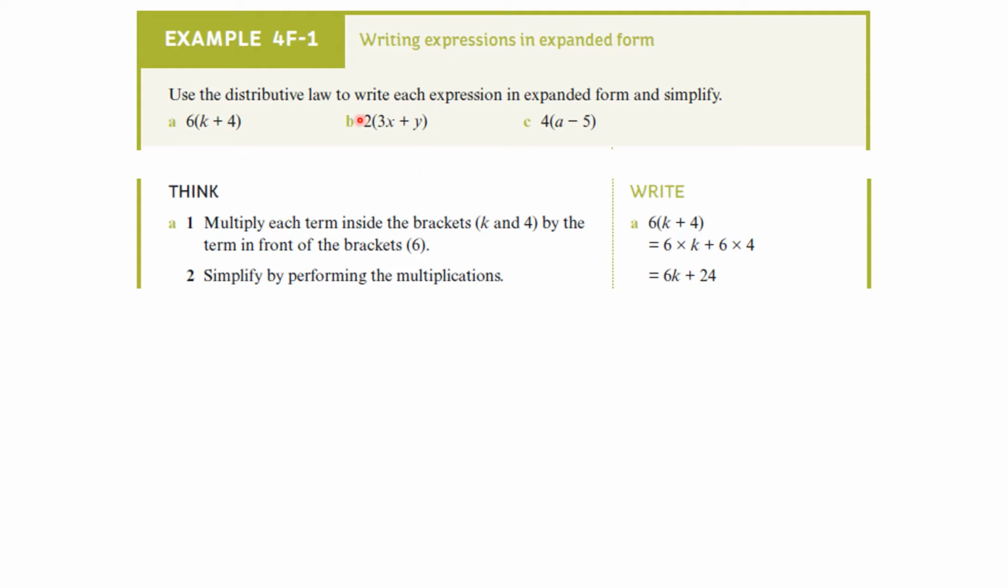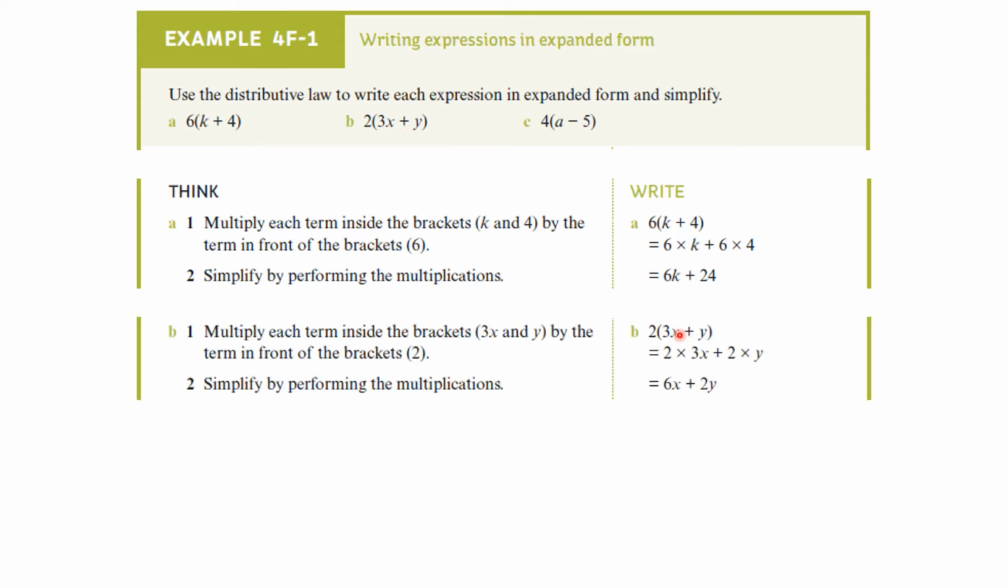Question B, we have 2, then multiply that by 3x plus y. Again, we use our distributive law, multiply the 2 by the 3x, and then we multiply the 2 by y. Again, plus sign in the middle. Simplify 2 times 3x. Okay, 2 times 3 is 6. This x, okay, needs to also be written next to the 6. 2 times y, get rid of the times sign in the middle, and we write it as 2y.